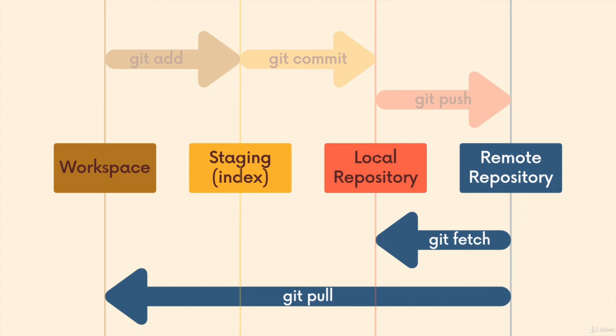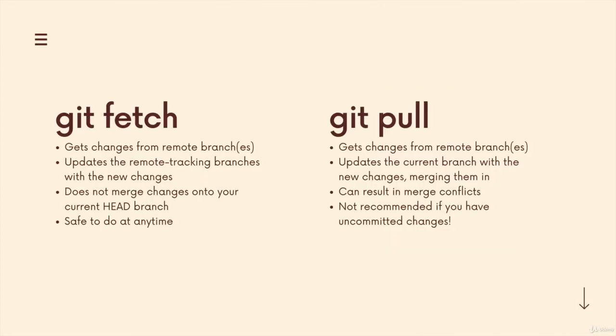All right, so that about wraps up fetching and pulling. Hopefully this diagram makes more sense now. When we fetch, we're getting changes from a remote repo, but they're not integrated into our workspace. When we pull, we get those changes from the remote repo, and then they are merged into our current head branch. Where we pull from matters. And that brings me to the last slide. Fetch gets changes from a remote branch or branches, updates the remote tracking branches with the changes, does not merge anything into your current head branch, and it's safe to do it anytime. It's not going to screw up any work that you're doing.